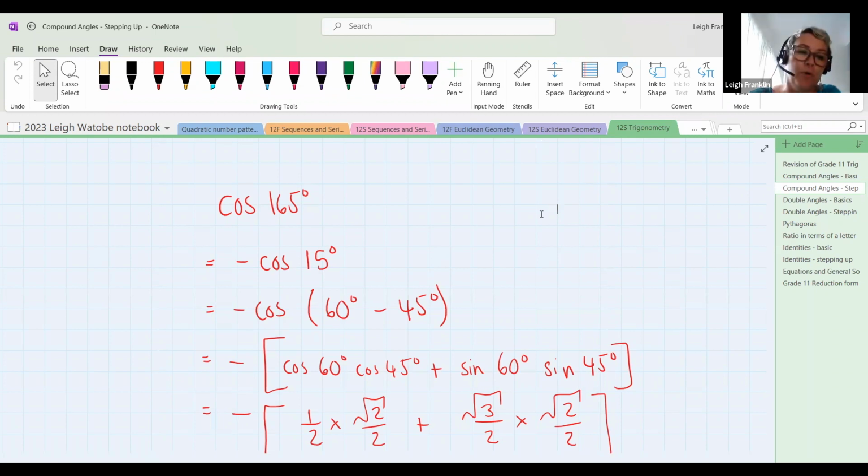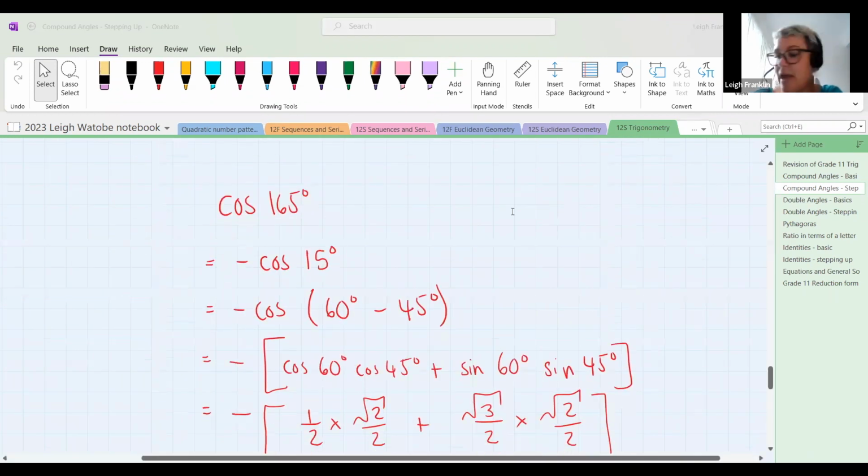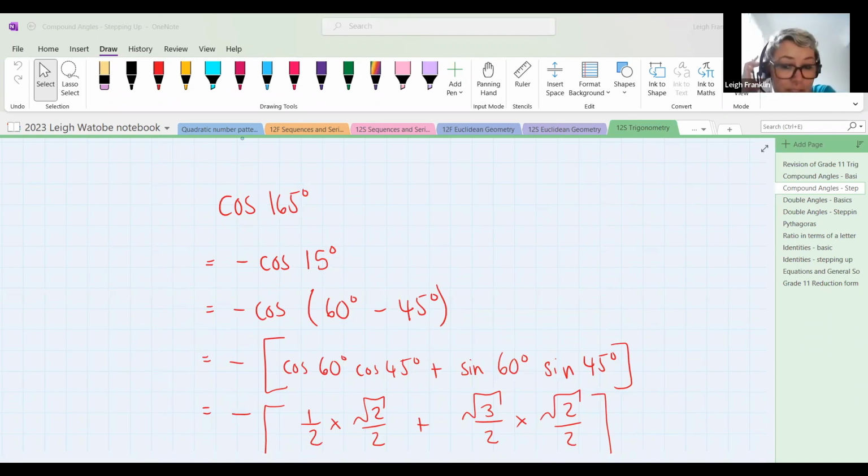This was your homework, if you remember from last time. I gave you the cos of 165, and you had to calculate its value without using a calculator. So I'm just going to briefly go through that with you, and then we will get started on today's work.